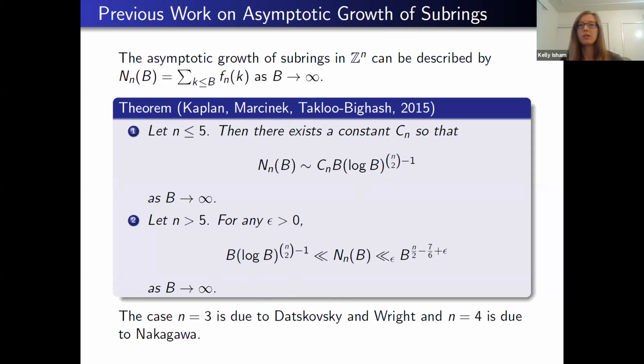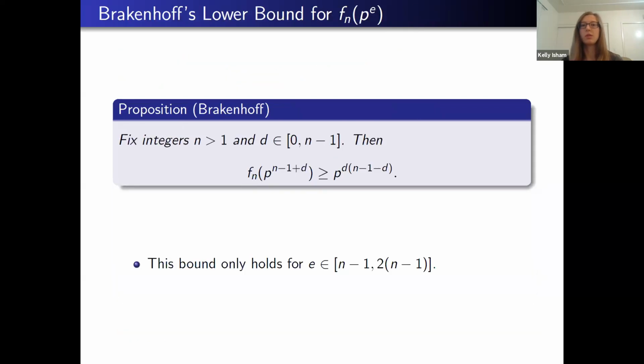So another way that we can study the divergence is we can look at making one term in the subring zeta function simpler, and then we can use that to determine divergence of the entire zeta function. So we'll use a proposition by Brakenhoff from his 2009 PhD thesis, which tells us that the number of index p^(n-1+d) subrings in Z^n is bounded by this monomial in p.